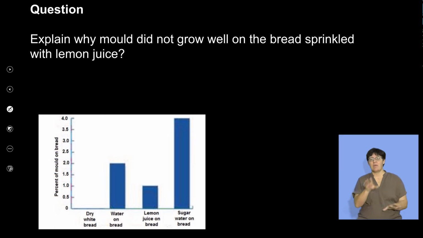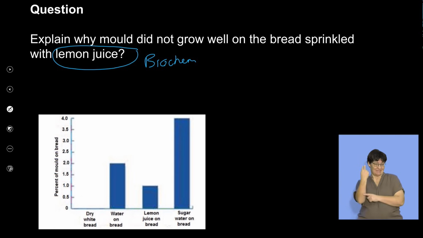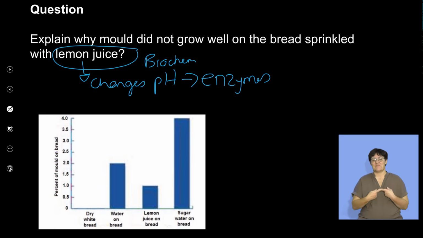Explain why mold did not grow on the bread sprinkled with lemon juice. Now we're going to have a flashback to maybe when you did biochemistry. What does lemon juice do? It changes the pH, right? And what does the change in pH mean? It's going to change how enzymes work. And here you're going to see, explain why mold did not grow.